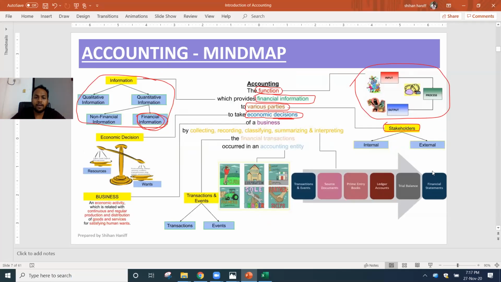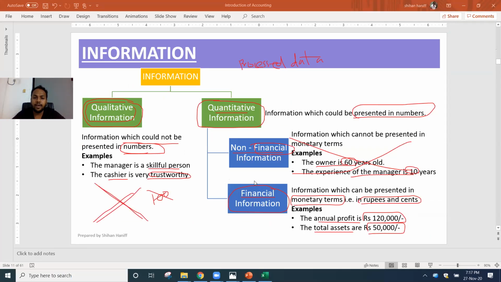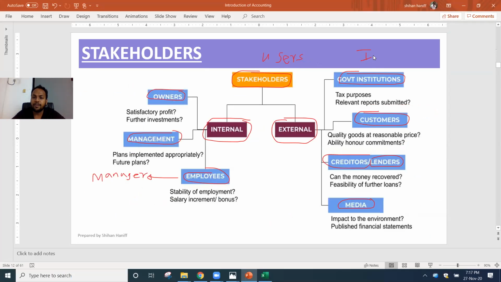There's another question: can shareholders also be internal? It's like this. Shareholders are normally considered external parties, investors. Separate investors are considered external, but if they are involved in the business, ordinary shareholders, we consider them internal parties. The preference shareholders, redeemable preference shareholders and debenture holders, if they are not involved within the organization, we consider them external, but if they are in the organization, we consider them internal.